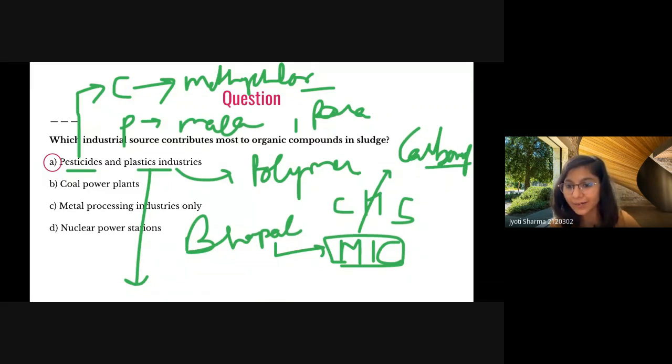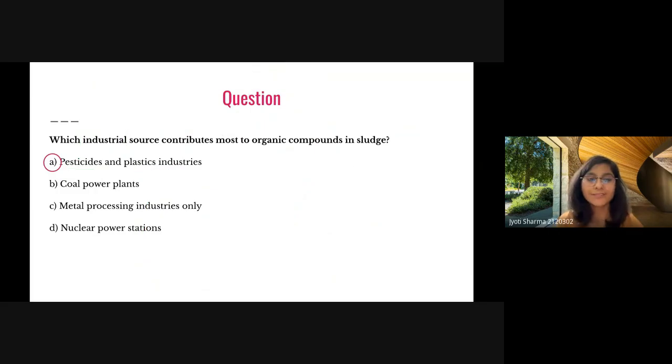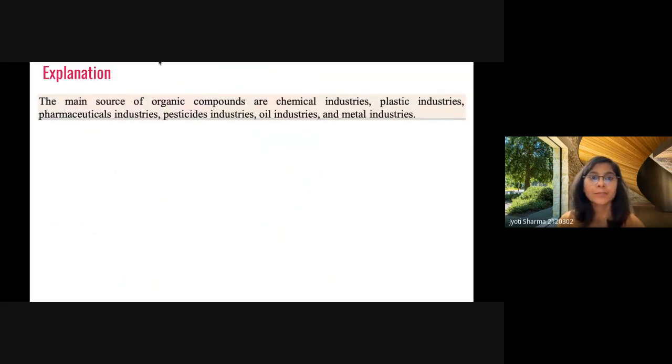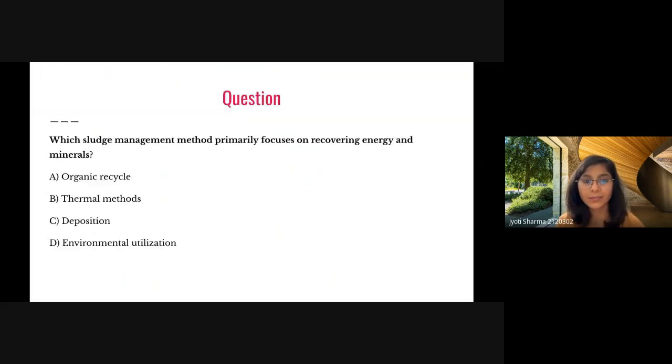Polyethylene, PVC, polyethylene, yes. So I think you people know about this. The answer is very clear: the pesticide and plastic industries will give you more organic compounds in the sludge. So this is a little explanation. Anyway, as I told you, sludge disposal and management is one of the challenges for us.